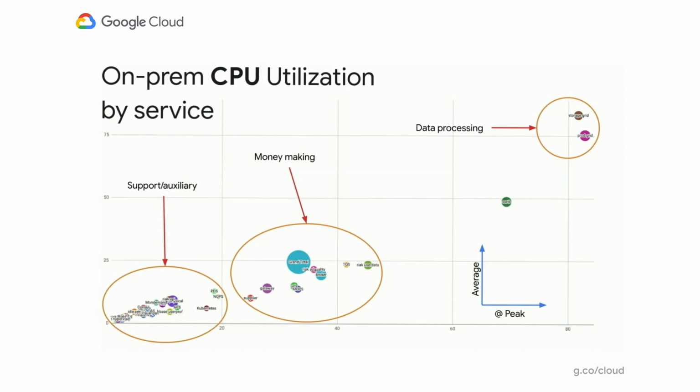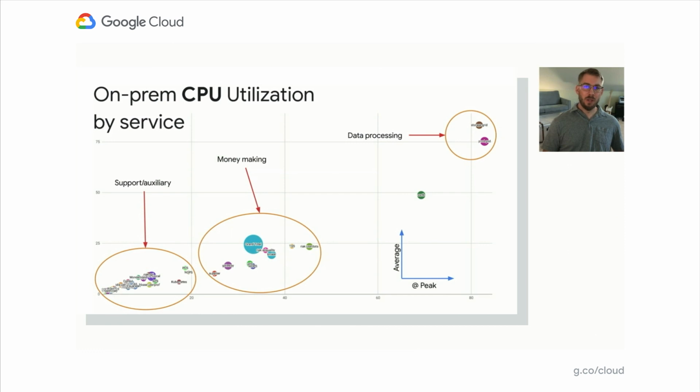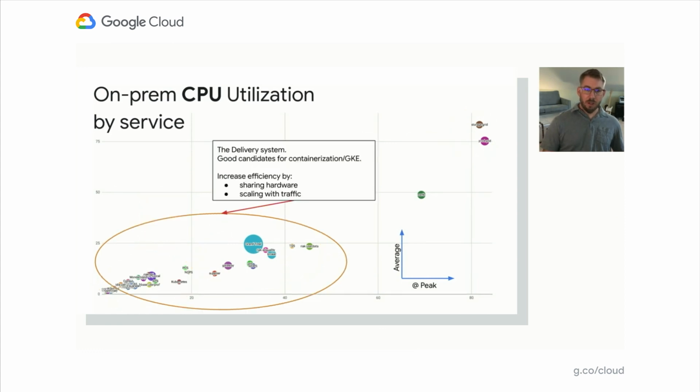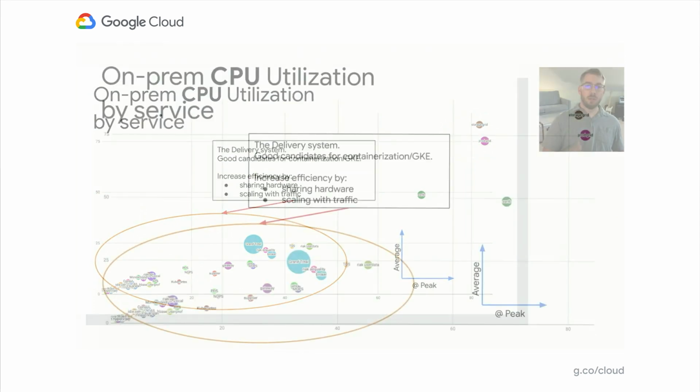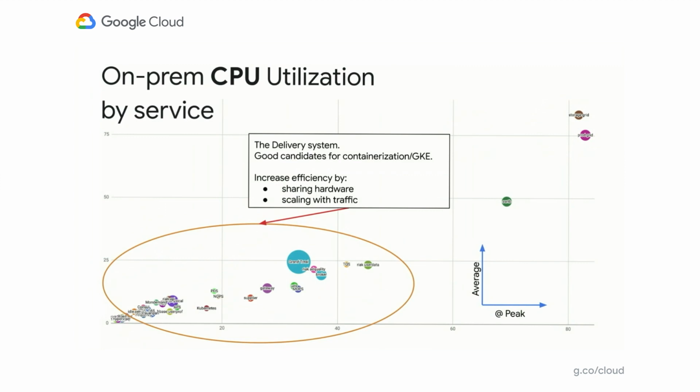The graph also illustrated for us that we could save significantly on compute cost if we could buy only what we needed throughout the day and could share hardware with auxiliary services. Now, keep in mind, this is only one dimension of CPU utilization. We're not looking at memory or I/O. Those aren't captured either, and that's why some of the numbers may look a little sad. So the services circled there, those are the delivery system. We knew that these were the candidates for GKE and that moving to GKE would enable us to scale compute based on our traffic patterns and needs, and also to gain efficiency by optimal packing of the services on hardware. Let's take a brief look at some of the before and after.